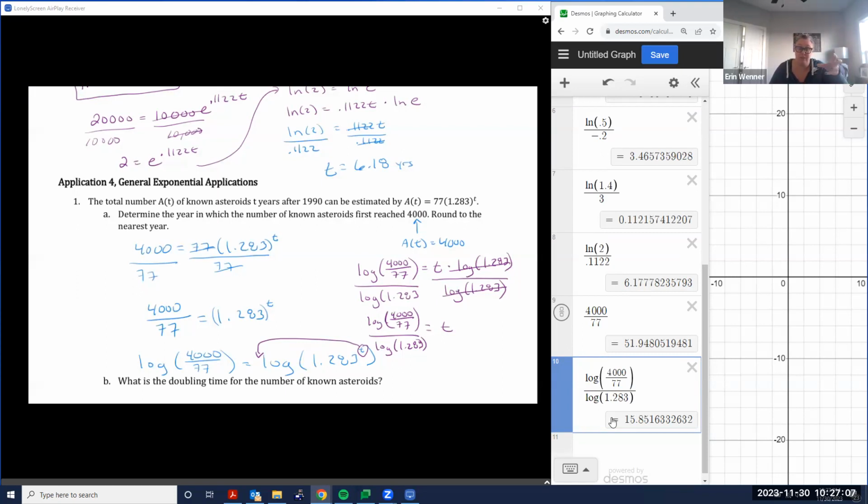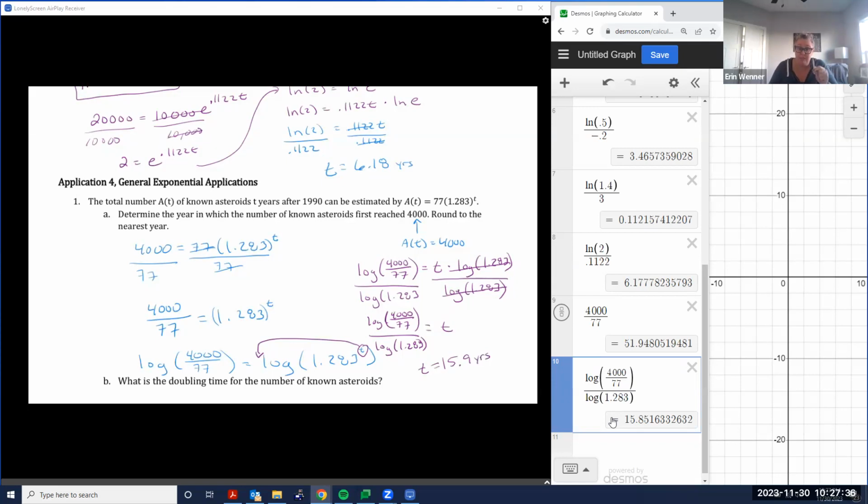And so again, what this does is Desmos calculates all of these pieces, right? It first does the 4,000 divided by 77, takes the log of that, takes log of the denominator, then divides those two. All sorts of calculations that we don't need to do, we'll let them do, and it gives us the most accurate answer. So what we're given is that t is equal to 15 point, and it says round to the nearest tenth of a year. So I'm going to do 15.9 years.